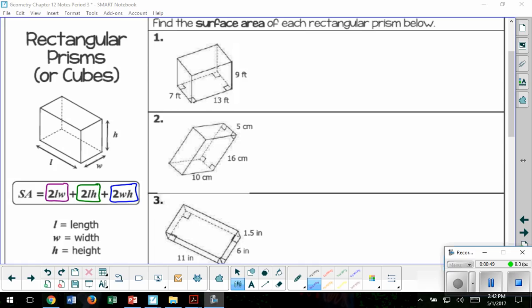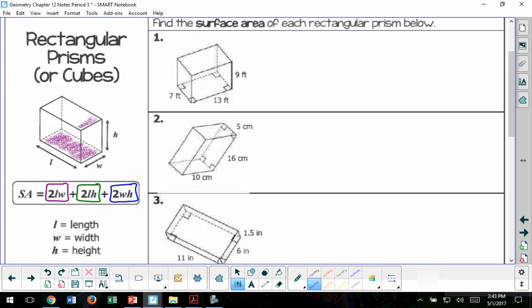So surface area is 2 times the length and the width. This one is this bottom part and then the top part. Okay, that's what that one looks like. All right.